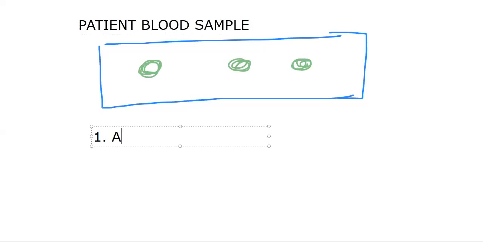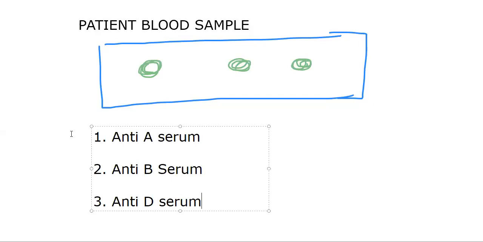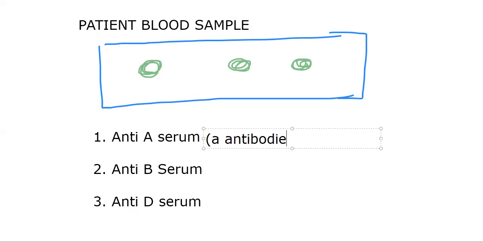For the first blood drop, we add anti-A serum. For the second blood drop, we add anti-B serum. For the third blood drop, we add anti-D serum. So there are three bottles in the laboratory: anti-A serum, anti-B serum, anti-D serum. Anti-A serum contains A antibodies. I am reducing the size here, otherwise we'll get confused.